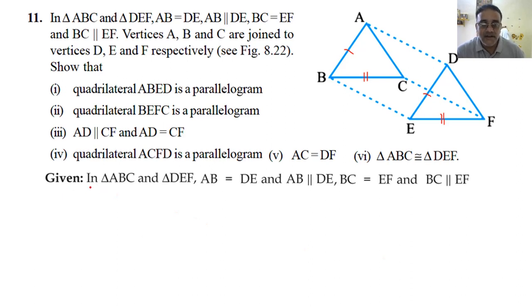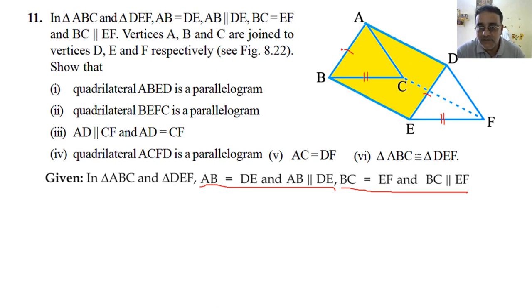Before that, what is given, I'm going to write: in triangles ABC and DEF, AB is equal to DE and AB is parallel to DE. Second, BC is equal to EF and BC is parallel to EF. These two conditions are given. Now we have to show this quadrilateral is a parallelogram.